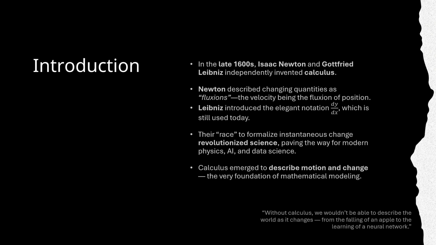In the late 1600s, two giants, Isaac Newton and Gottfried Leibniz, independently developed what we now call calculus. Newton conceived of changing quantities as fluxions, viewing velocity as the fluxion of position. Leibniz crafted the notation dy by dx, a concise symbolic system that elegantly captures instantaneous change. Their parallel work and friendly rivalry revolutionized mathematics and physics, laying the groundwork for modern AI.